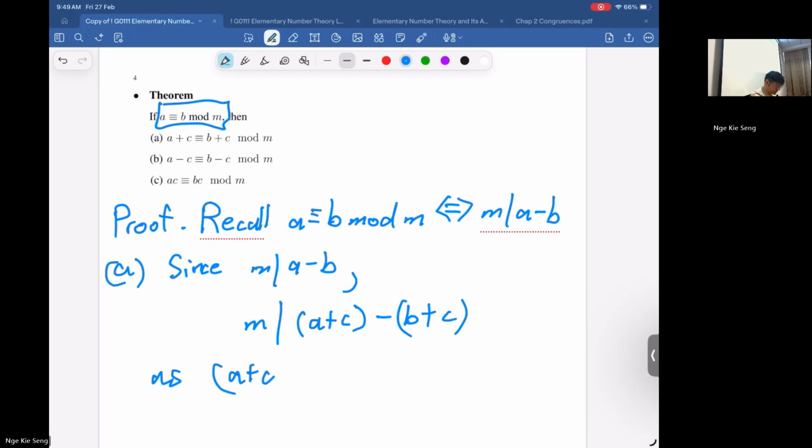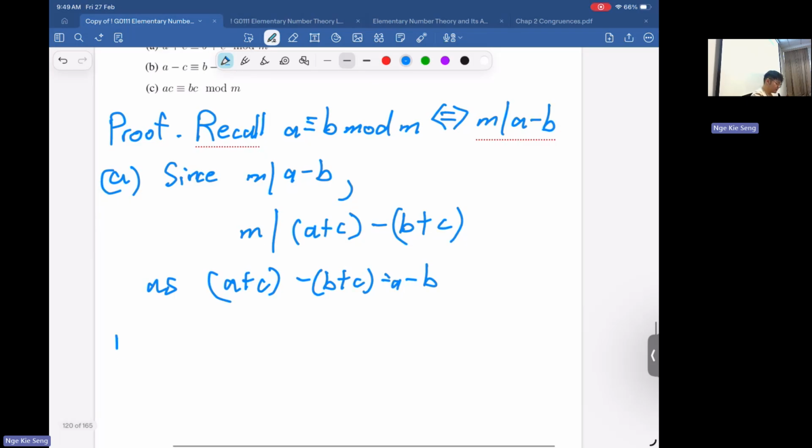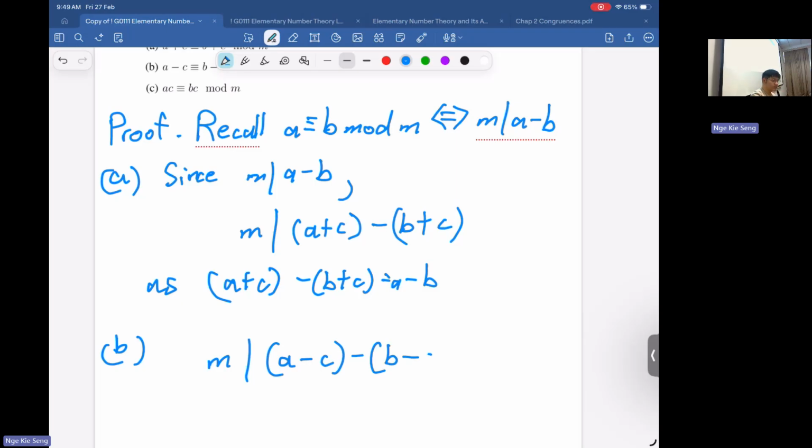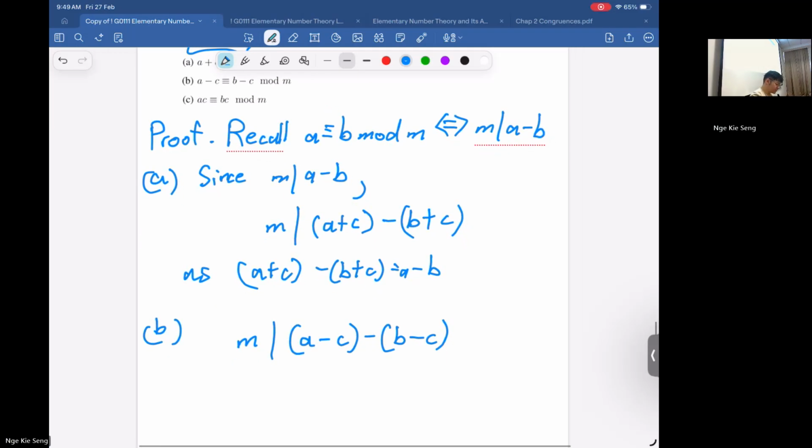Similarly, you can immediately see part B. The same game we will play here. M will divide A minus C minus B minus C. Again, you see a plus C minus C thing popping up here. Okay, how about the last one? Is the last one tricky or not?